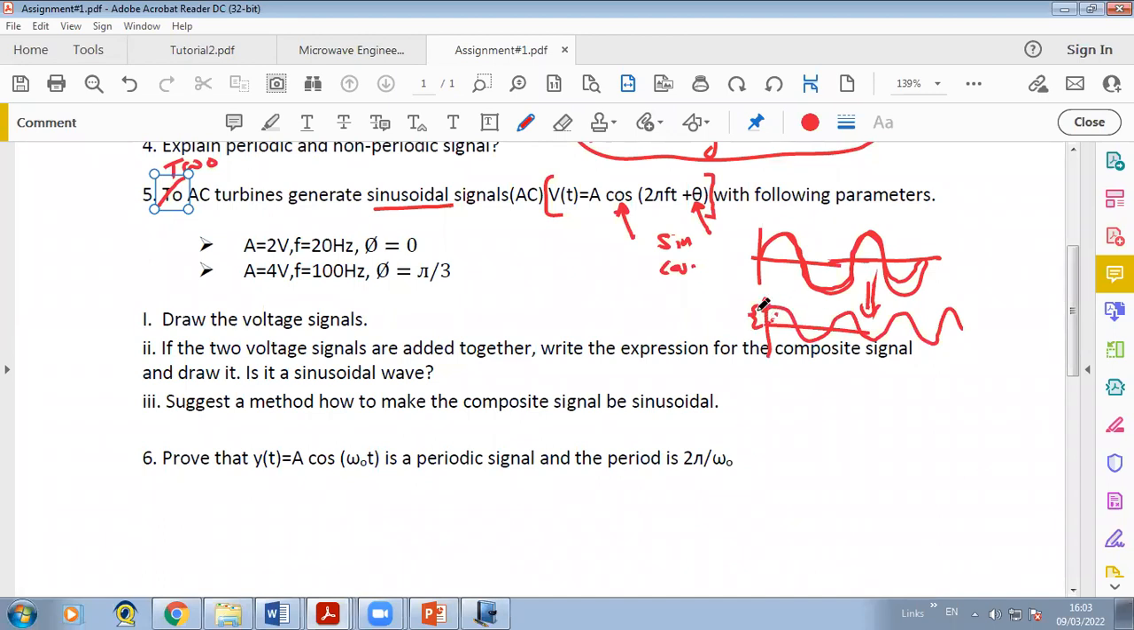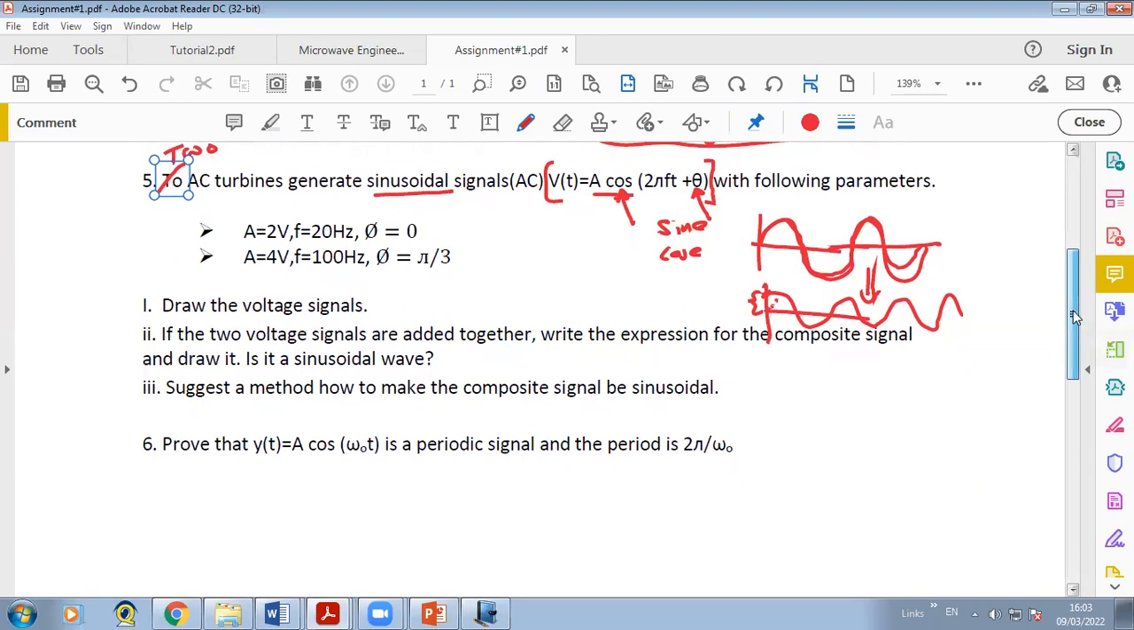So that is the thing you have to understand. Whether this is cos or sine does not matter. This is a sine, this is a cos. So you have to draw these signals.